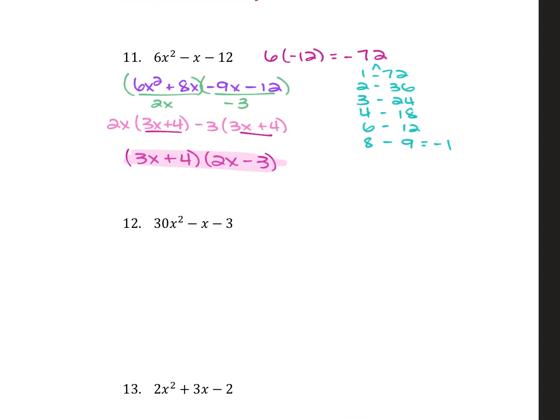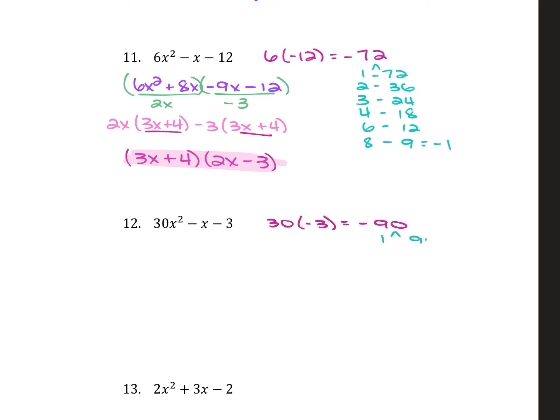For number 12, you have 30x squared minus x minus 3. So again, we have something other than 1 for a. So we'll multiply the 30 by the negative 3. That gives us negative 90. We want the factors of 90 that add up to be negative 1.